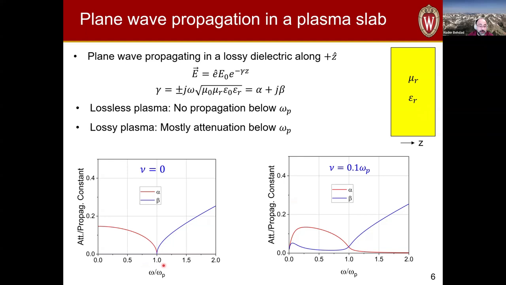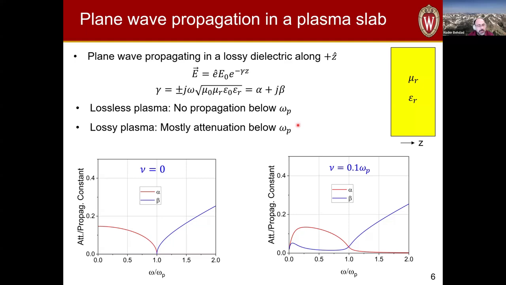And then if you have an actual real plasma, which is generally what we have in real life, you have a dielectric constant that has both a real part and an imaginary part. The picture becomes a little bit more complicated, but the general trends are still the same: below the plasma frequency, you have primarily attenuation of the wave, and above the plasma frequency, you have primarily propagation. And the further away you are from that plasma frequency, the less the attenuation of the wave would be. So this is a very simple example.